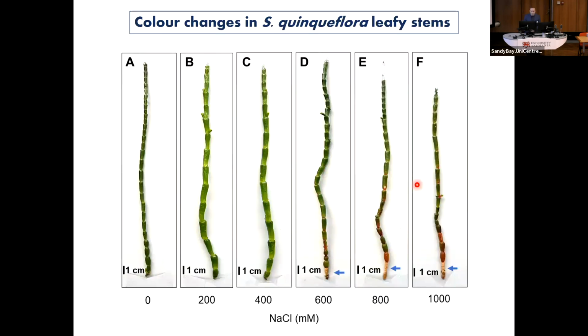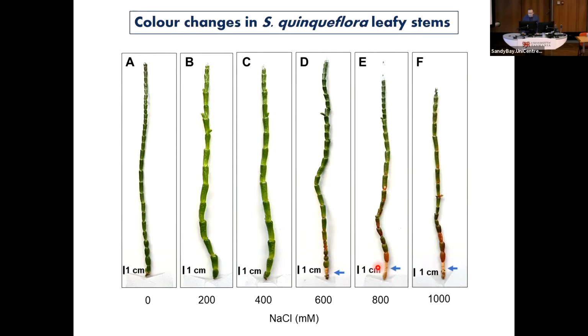We found some interesting changes in the color of different individual leaf stems. Here you can see the development of the red color occurs only from 600 to 1000 millimolar sodium chloride. Also, you can see withering happens here under severe salt concentrations. But here, withering was so late and came 8 weeks later than developing here.